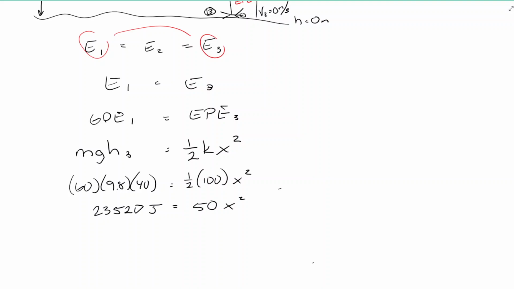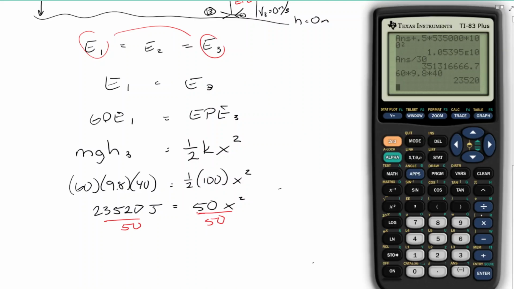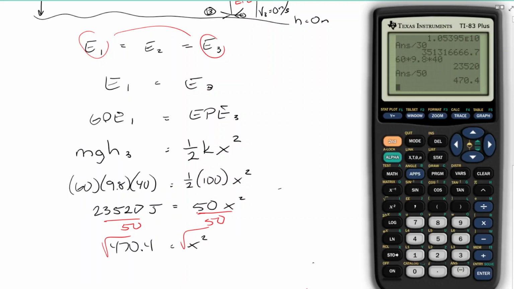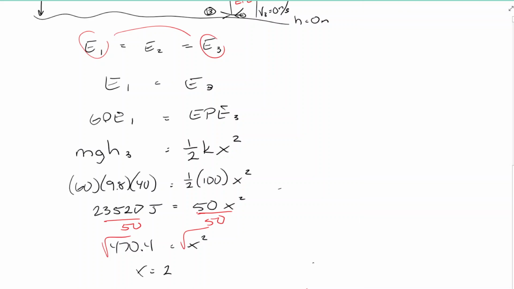And let's solve for that stretch. All right, if we divide by 50 on both sides, we take that value and divide by 50. We get 470.4. 470.4 is equal to x squared, but we're solving for x, so we're going to take the square root of both sides. And in doing so, we figure out how far it stretches. x is equal to 21.69 meters.